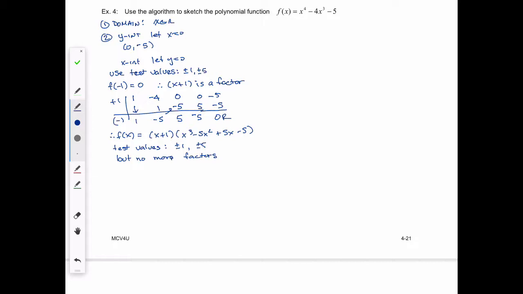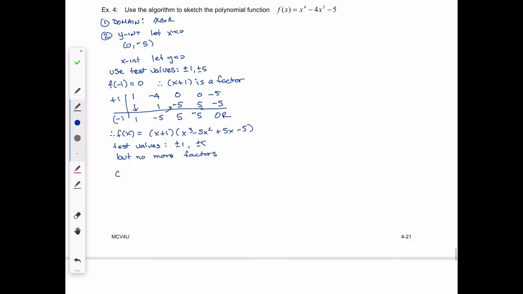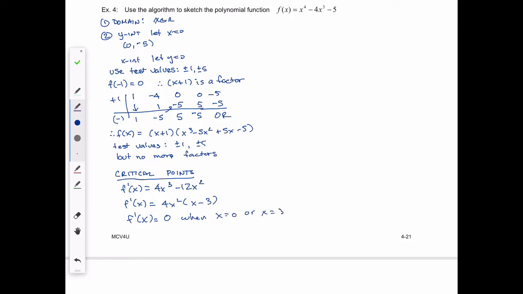Now we have to find our critical points. For our critical points, we have to take its derivative. So f prime of x is equal to 4x to the exponent 3 minus 12x squared. And as always, factor it out if you can. And f prime of x is equal to 0 when x is equal to 0 or x is equal to 3.